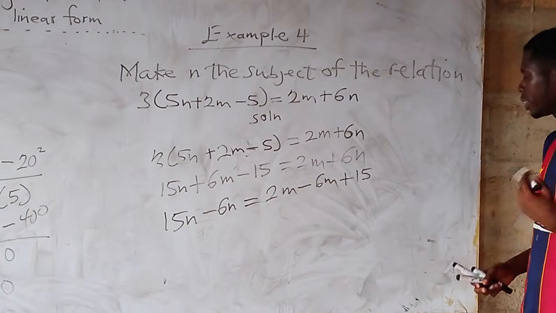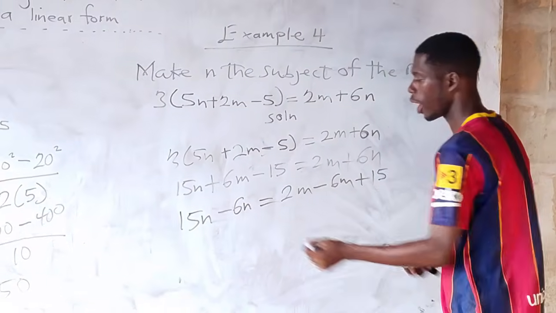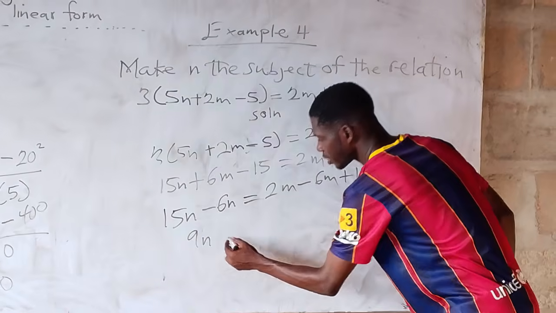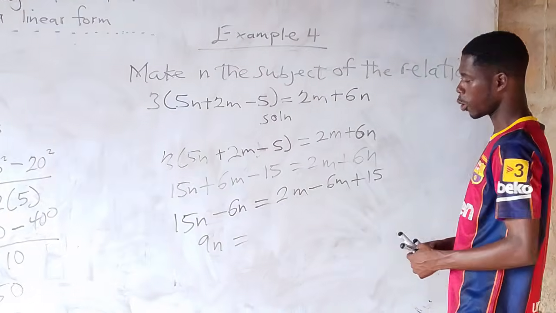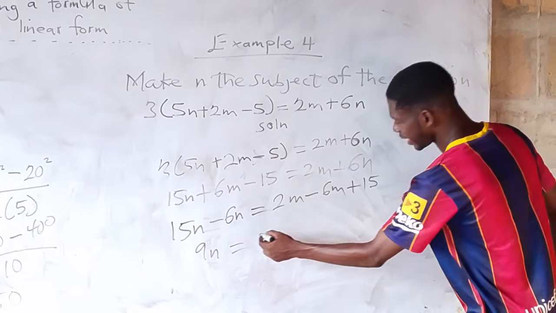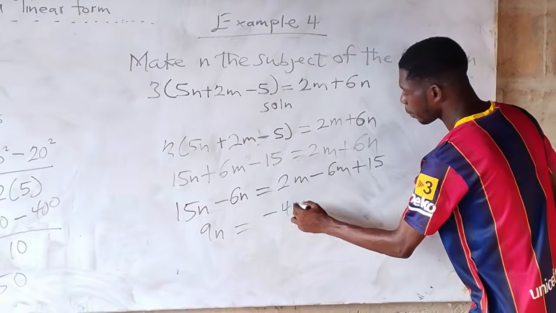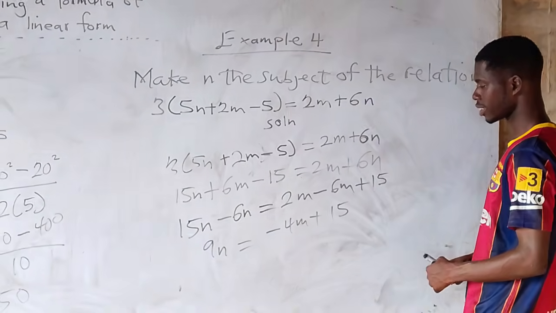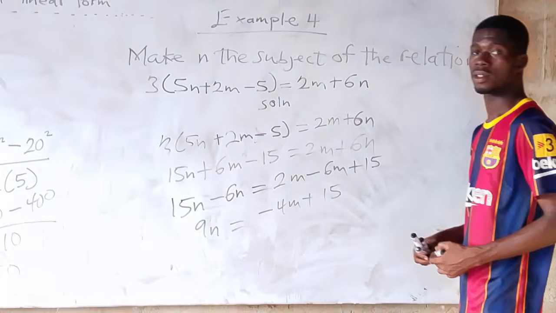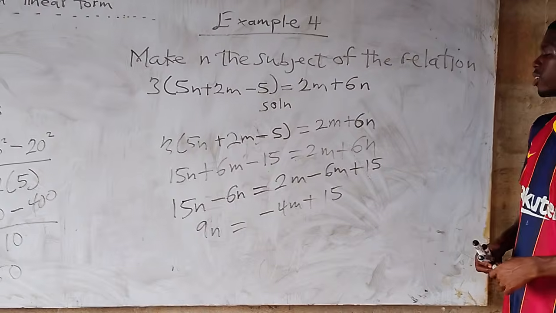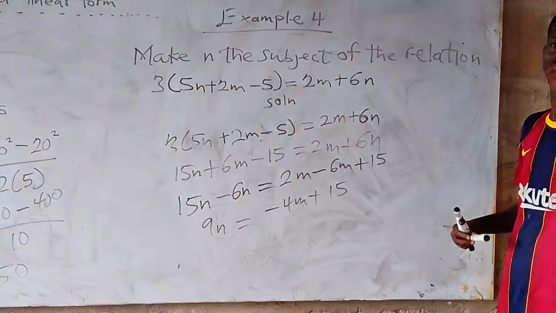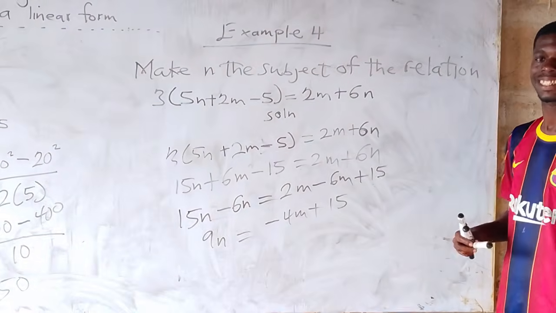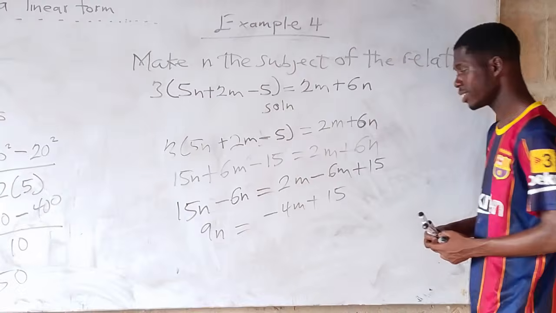Group the like terms. So we have 15n minus 6n, you get 9n, equal to 2n plus 15. Yes. So we divide both sides. For you to make n the subject, you're supposed to divide both sides by the coefficient of n, which is 9. The coefficient of n is 9. So both sides by 9.